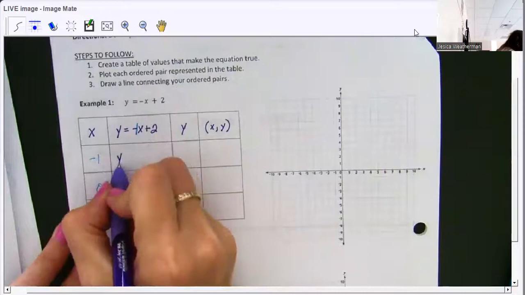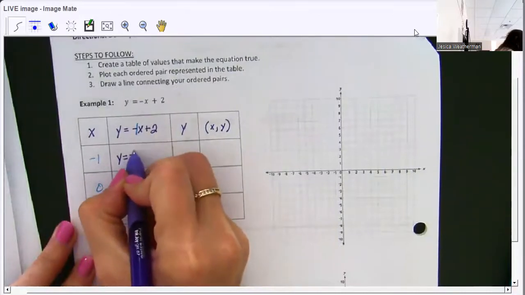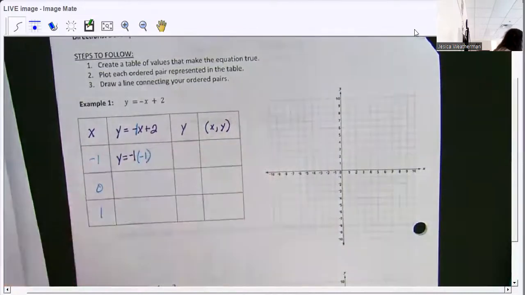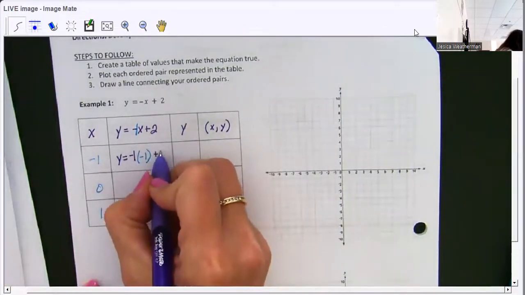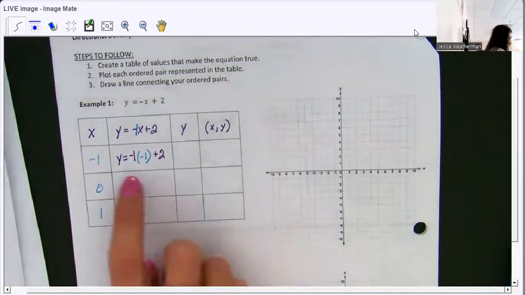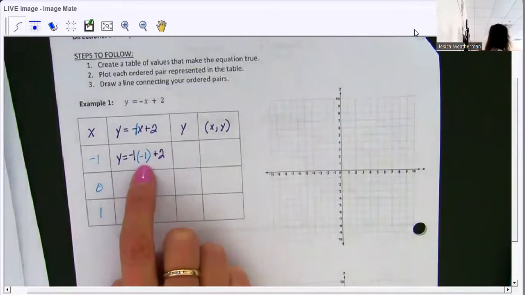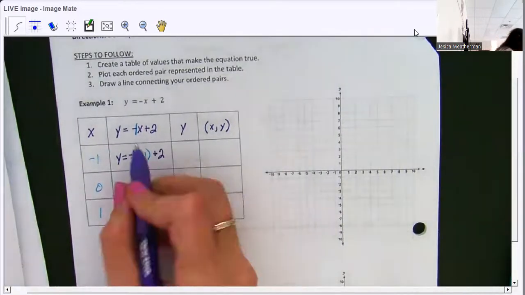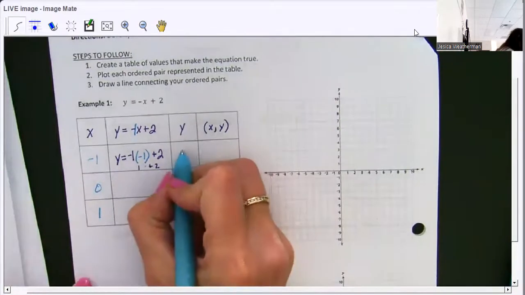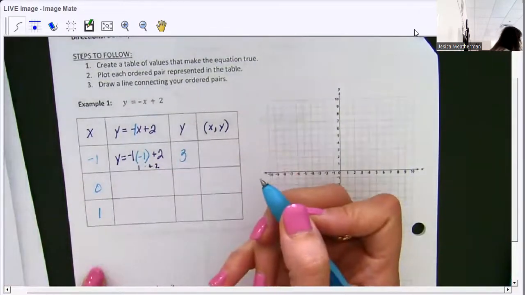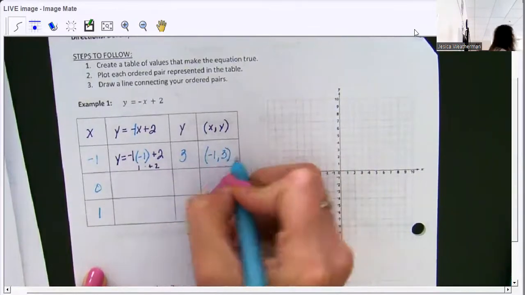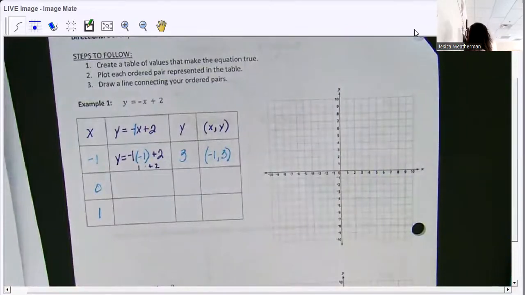So we have Y equals -1 times -1 plus 2. Okay. And then you can solve this. So we have -1 times -1 is 1. And 1 plus 2 is 3. So our Y is 3. And then we can write out our ordered pair as -1, 3. Okay.